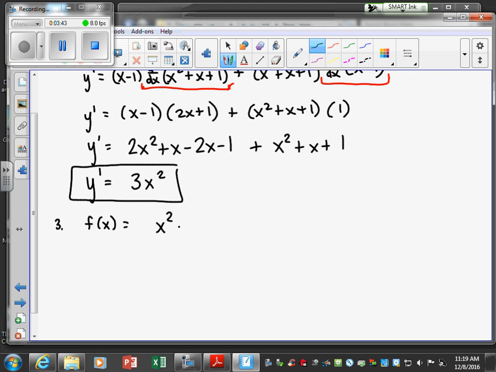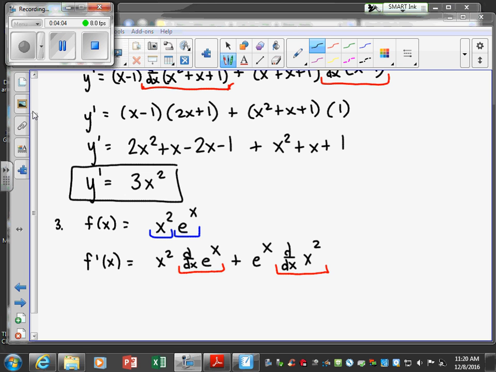So if I give you x squared e to the x. First thing you need to establish that that's product rule. I need you to see that as two terms, the first term and the second term. So when you set this up, you'll do first times derivative of the second plus second times derivative of the first. Okay, so that's the setup.